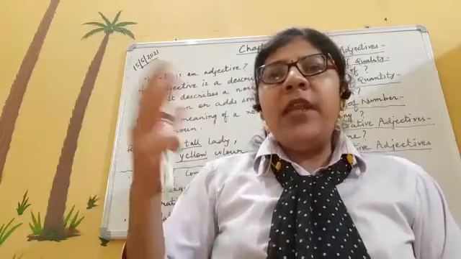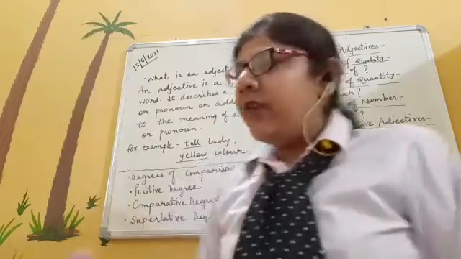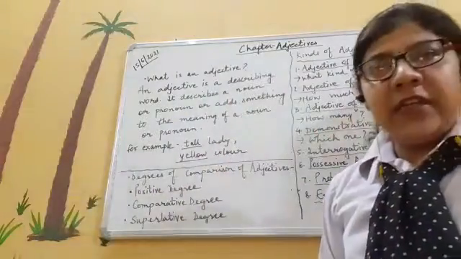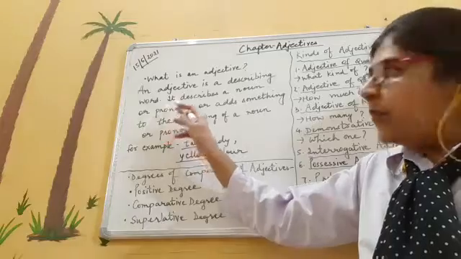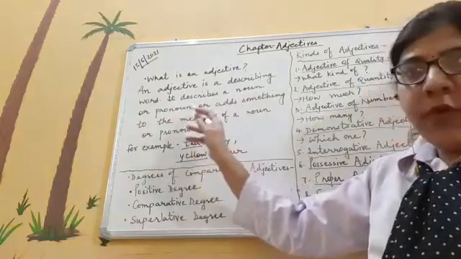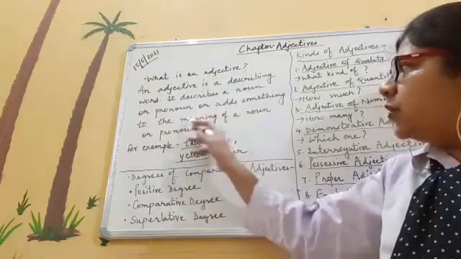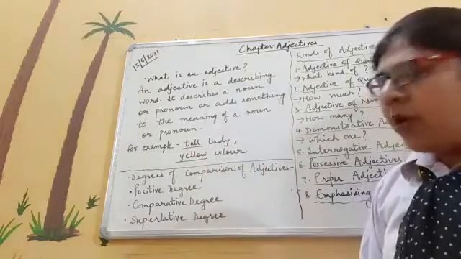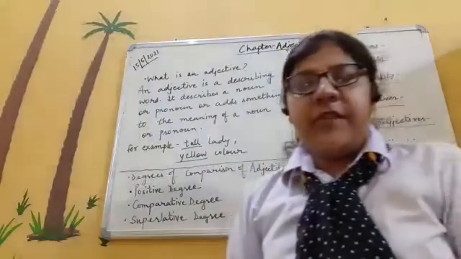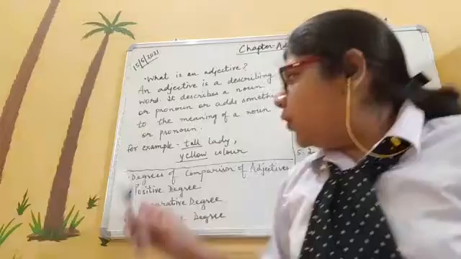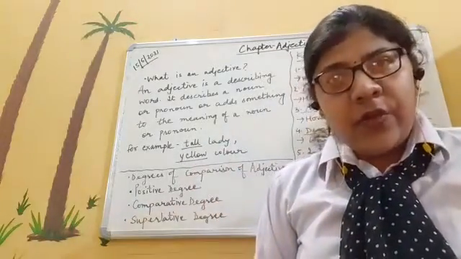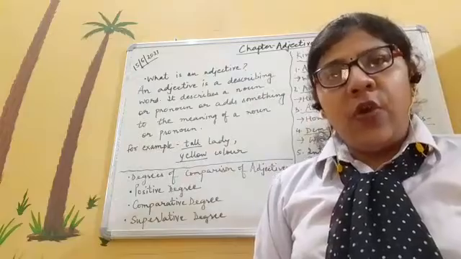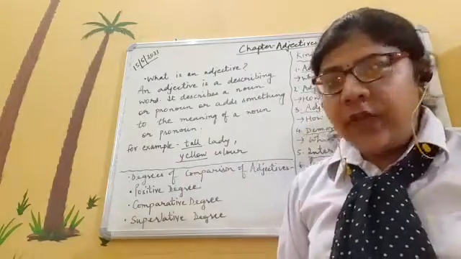Now come to the next concept, that is adjective. What basically is an adjective? See, an adjective is a describing word. It describes a noun or a pronoun or adds something to the meaning of a noun or pronoun. For example, if I say tall lady, the word tall is describing the noun lady. So the word tall is the adjective here.